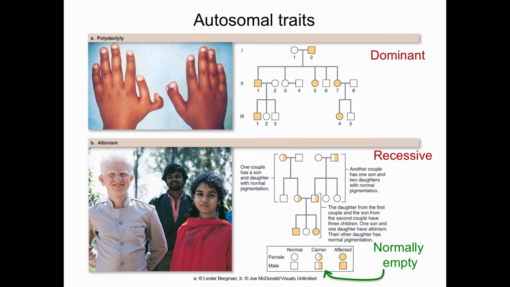So if the condition does not skip generations and it shows up equally in men and women, we're going to guess that that's an autosomal dominant condition. Now, if it does skip generations and it doesn't show up for a while, and it also affects men and women equally, then we're going to think of that as an autosomal recessive disorder. These are much more common.